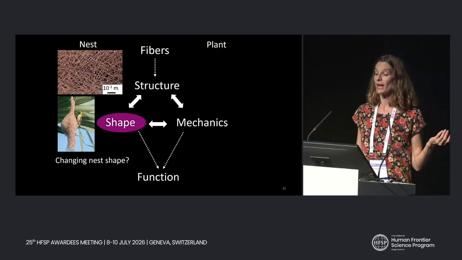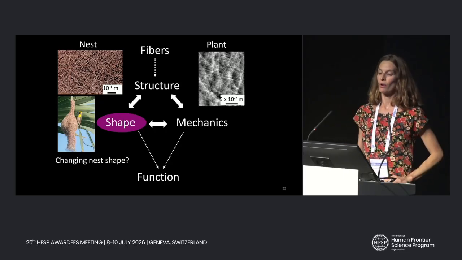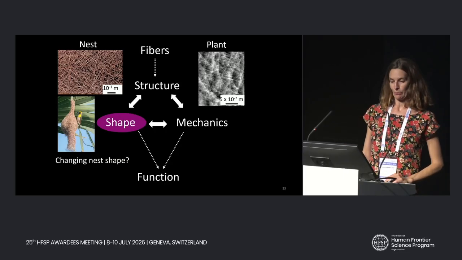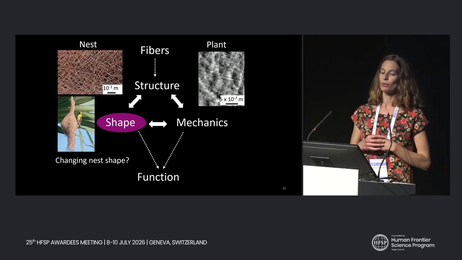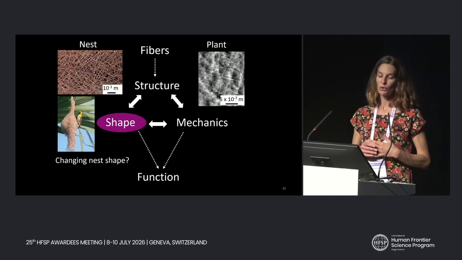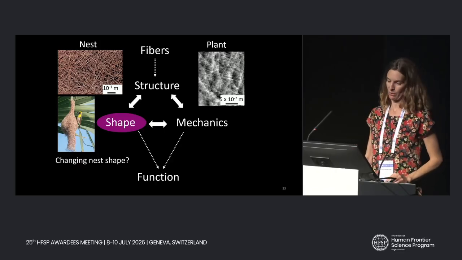So now all the questions we can ask about the bird nest building, we can ask about the plant cell, because it's also made of fibers that are arranged around the cell. And the first question we ask is what happens to the fibers and to the organization of the fibers when we change the cell, the nest shape.